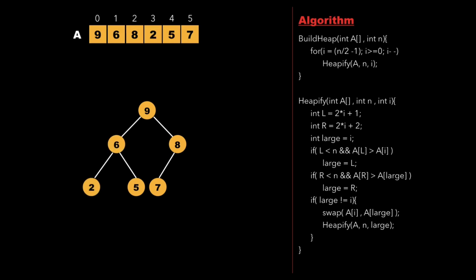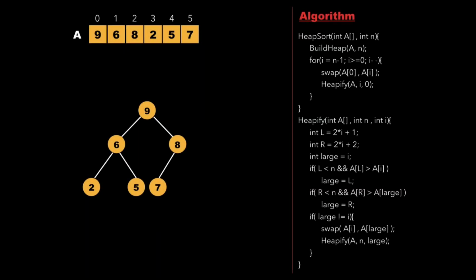So now I think we have got a heap. Since the array satisfies the heap property, that is at each node the value of parent node is greater than the value of its children. Now we have successfully created the heap using build heap function.